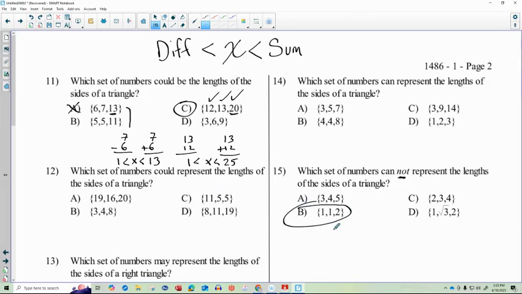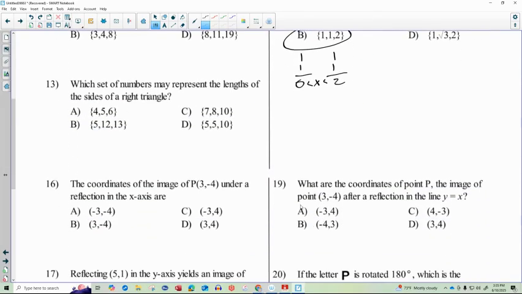Why? Because if I put 1, 1, and 1, and I add them and I subtract them, 2 is not between 0 and 2. 2 is bigger than or equal to 2, I should say. So therefore, this is not a triangle. That's a bad one. The only one here that's a little different is number 13.